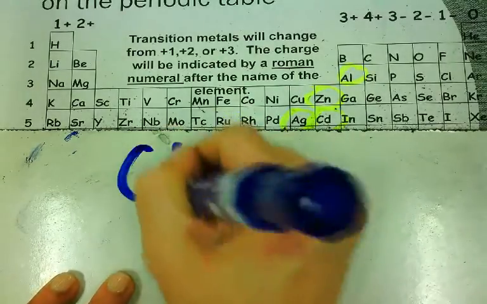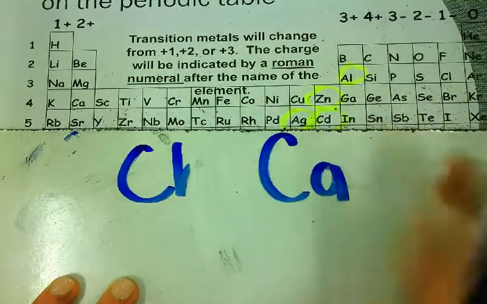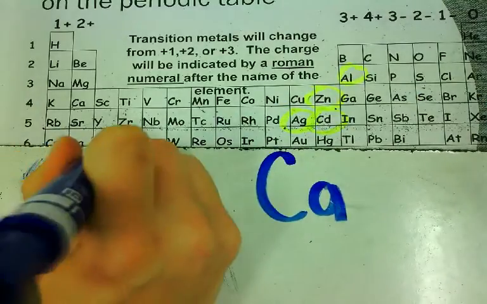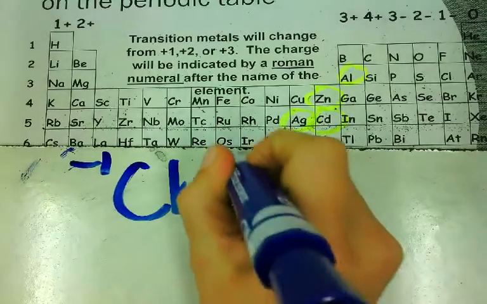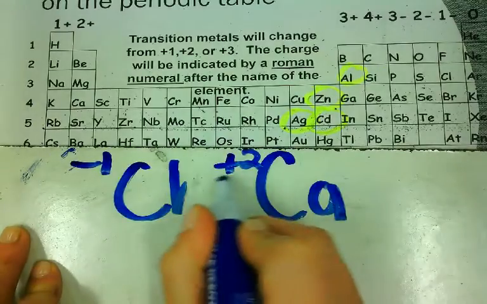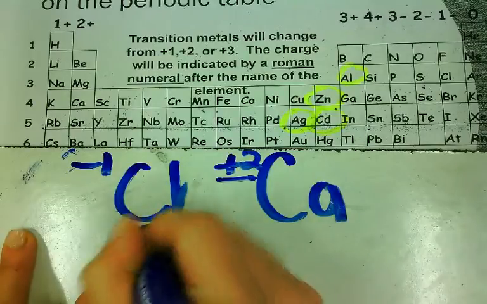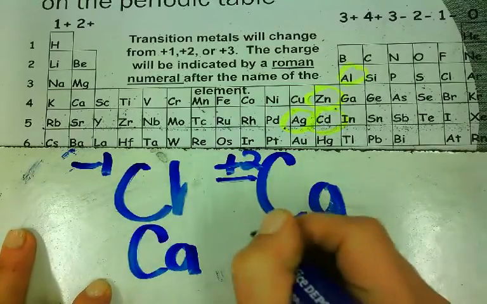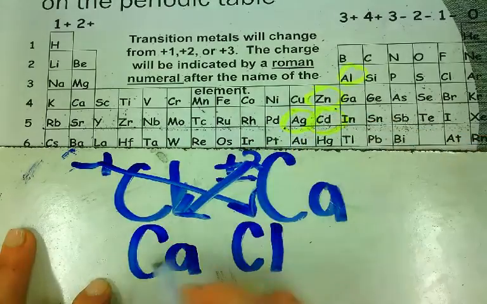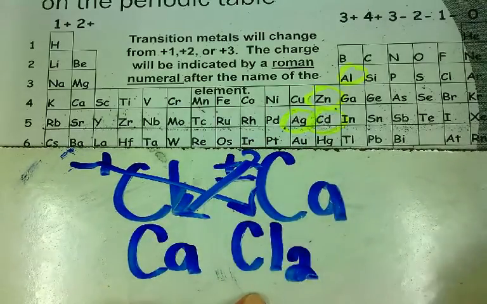Now we have chlorine and calcium. The charge on chlorine is -1. The charge on calcium is +2. We should remember that we always have to write our cation first. So when we are writing the formula, we need to write calcium, then chlorine, and we swap and drop the charges. So we have CaCl2.